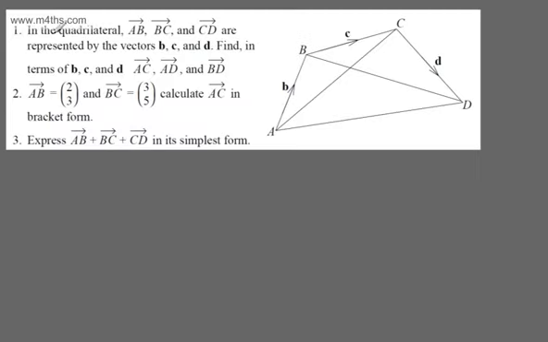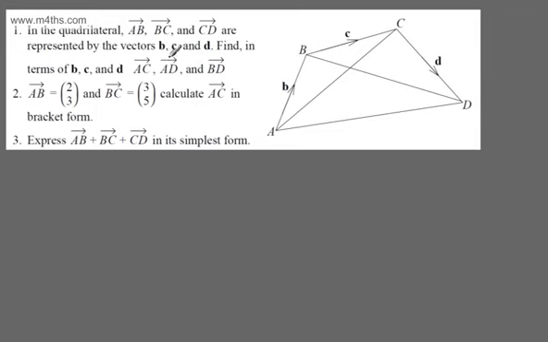In this video, we're going to do some work with vectors. We're going to work through a range of different questions and look at some of the key concepts underpinning each. In question 1, it says in the quadrilateral, the vector AB, the vector BC and the vector CD are represented by the vectors B, C and D. We need to find, in terms of B, C and D, the vector AC, the vector AD and the vector BD.